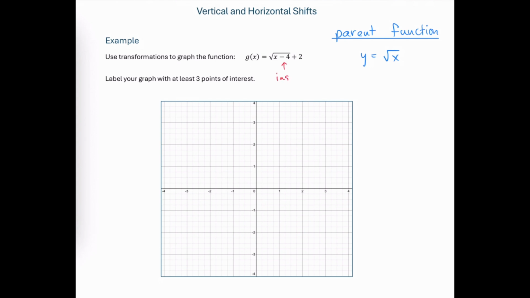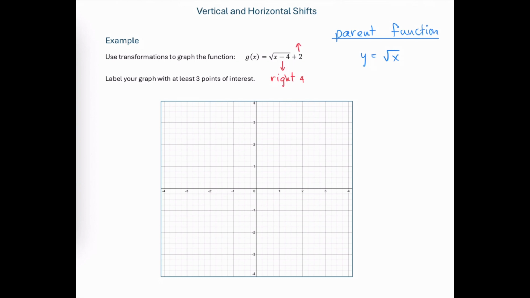One of them is considered to be inside because it's in the same position as the x variable. It's receiving the same action as the x, and anything that happens on the inside is going to correspond to a horizontal transformation. There's also a plus 2 on the outside, and anything on the outside is going to correspond to a vertical transformation. The inside horizontal transformations are backwards from logic, so since it's a minus 4, we're actually going to take the graph to the right 4 units.